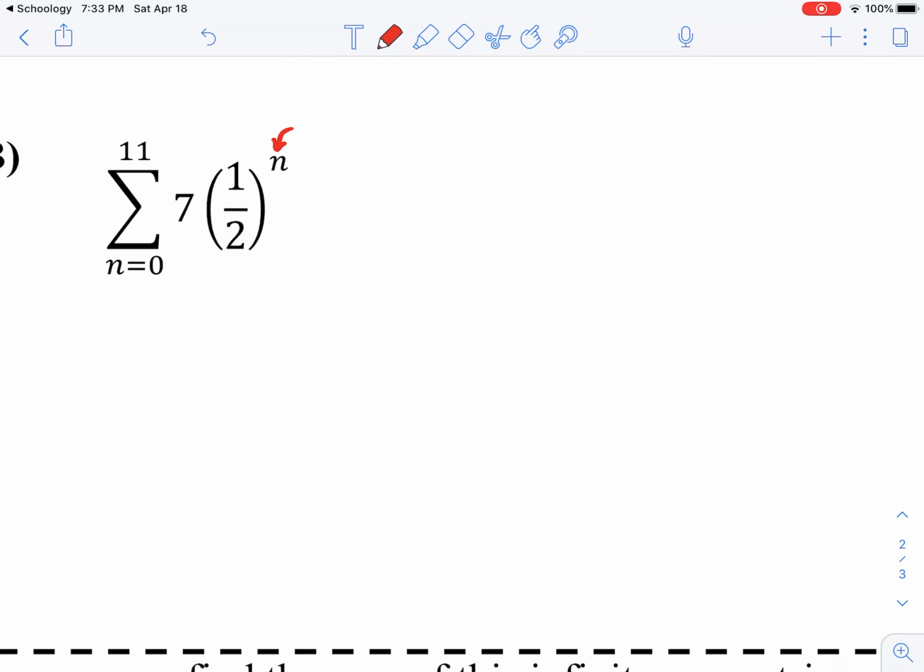This one right here, I need my first term and my ratio. I can see my ratio is 1/2 without a problem, but 7 is not necessarily my first term, since this is not n minus 1. So I have to check what the first term is. What am I plugging in first? 0. 1/2 to the 0 power is 1. 7 times 1 is 7. So it happens to be this time. If this was a 1 right here, no, it wouldn't be.